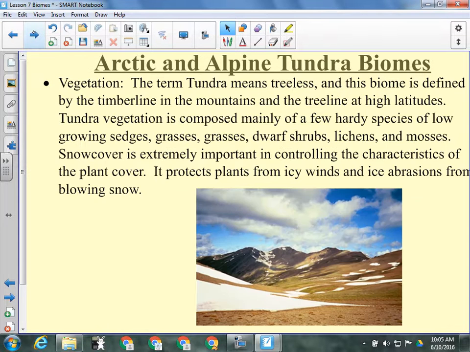All right. So vegetation, tundra actually means treeless, and so it's defined by the timberline or tree line in the mountains and high latitude for the rest of it. Tundra vegetation is a few hardy species of low-growing sedges, grasses, dwarf shrubs, lichens, and mosses. Snow cover is important because it provides shelter from cold, icy winds.